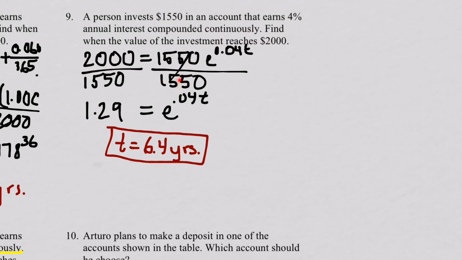I divided by 1,550 here on both sides to get approximately 1.29 on this side. It's like 1.2901 something. I rounded it to 1.29. e to the 0.04t, and then I use the calculator once again. On y sub 1, 1.29. On y sub 2, e to the power of 0.04t. And then after I did graph those, I found the point of intersection, and the calculator tells me that it's 6.4 years. Which means that in approximately 6.4 years, the 1,550 that was deposited into this account will grow to $2,000.